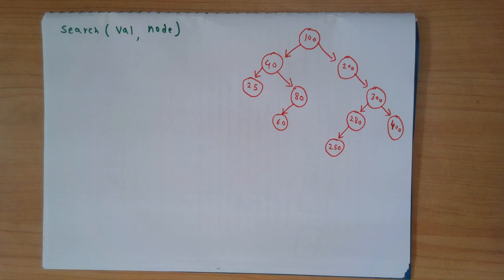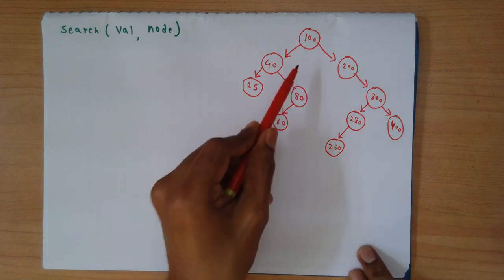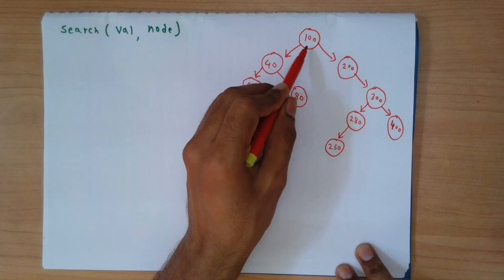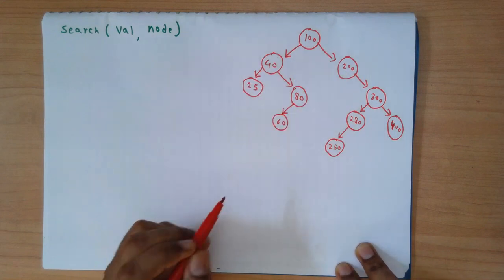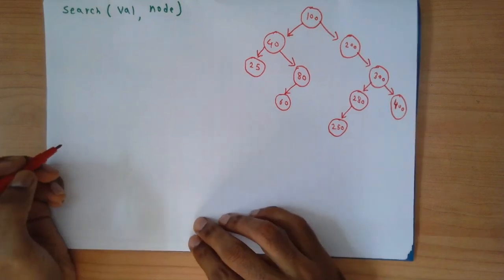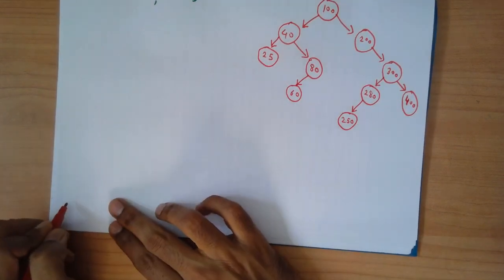So I can perform something like an in-order traversal or pre-order traversal. For example, if I do pre-order traversal, what will be the sequence of values that I would have? Let's do the pre-order traversal on our binary search tree. Pre-order traversal is node followed by left followed by right. Is that correct? So I will do pre-order traversal starting with 100.